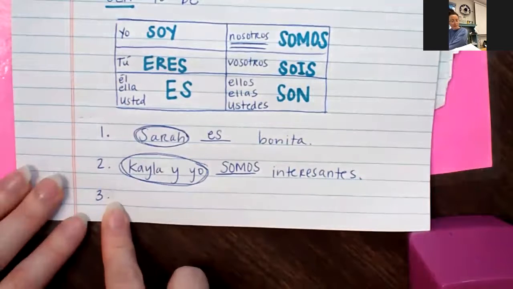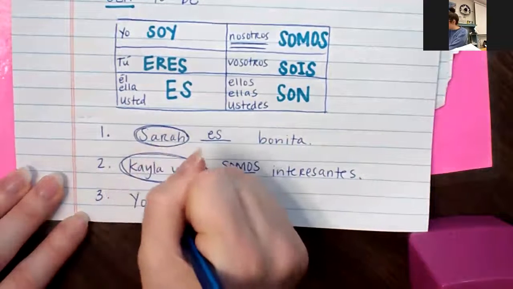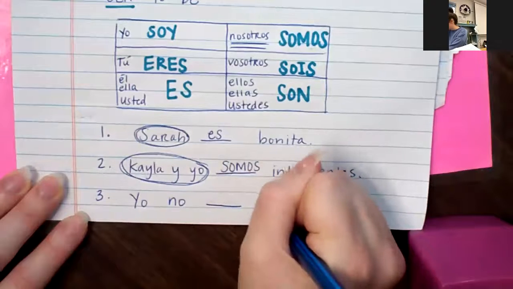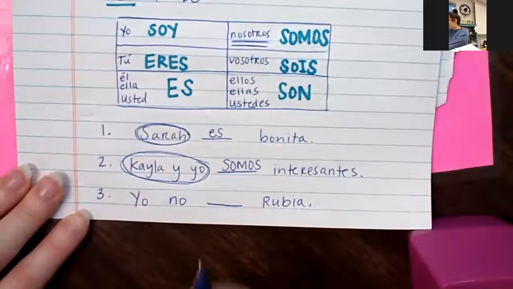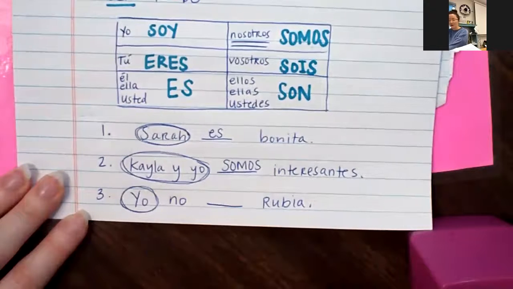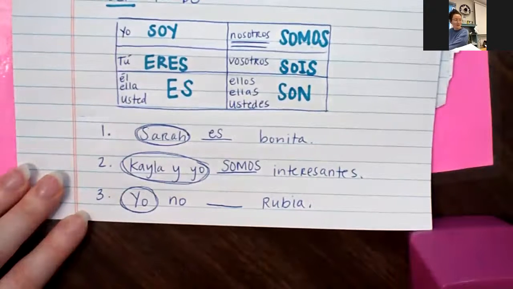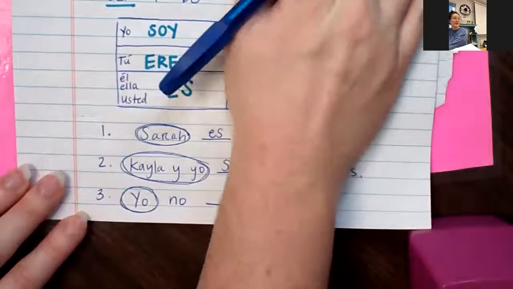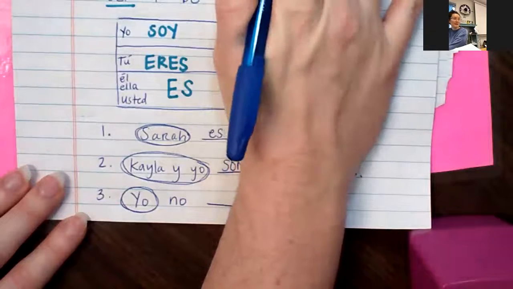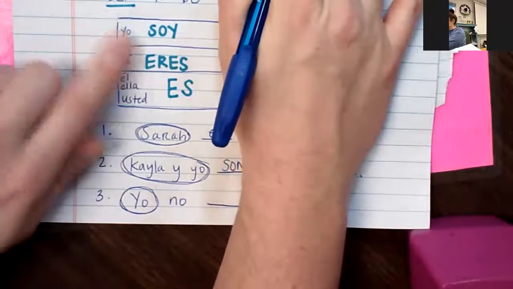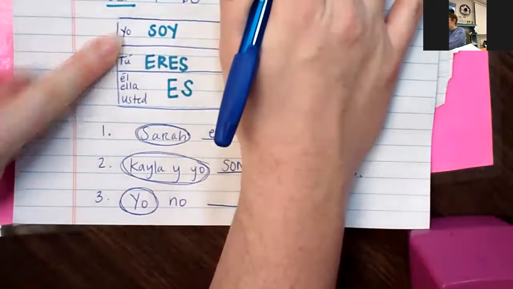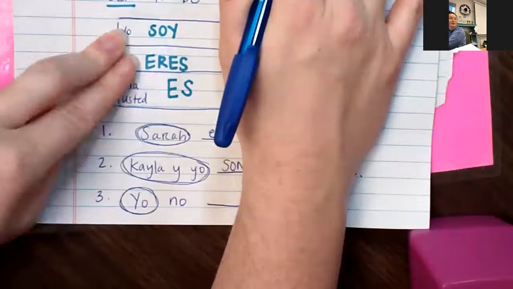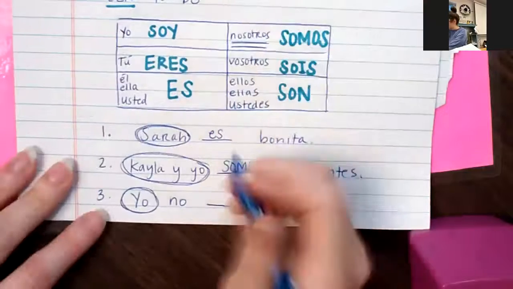And then number 3, our last example, yo no blank rubia. Our subject is yo, or I. So I am not blonde. So our subject is singular, so it has to be one of those boxes, and it's yo. So this one's simple because it's written directly there. So our answer will be soy.